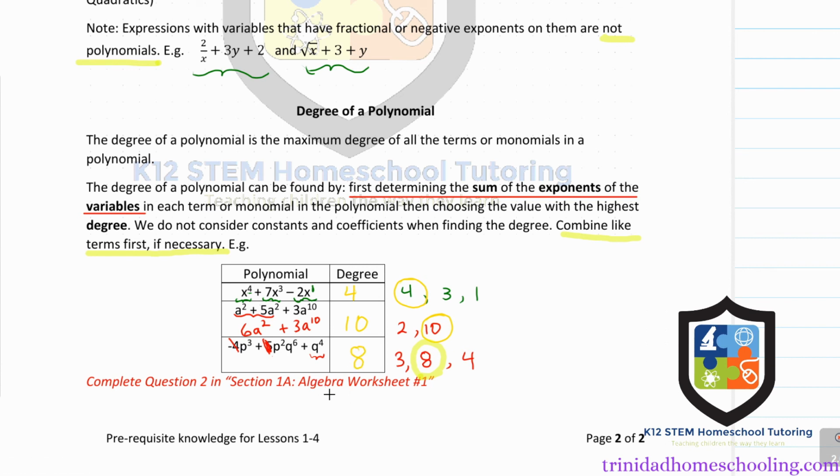of this polynomial. So now you can move on to the questions in question number 2 in worksheet number 1. Be sure to check your solutions with the solution sheet and make sure you understand exactly what we did here, and I'll see you in lesson 1.